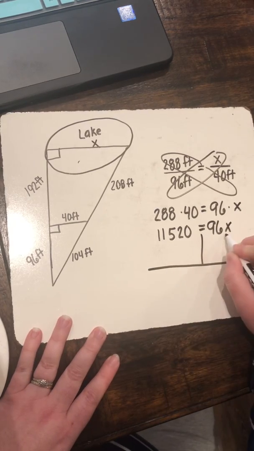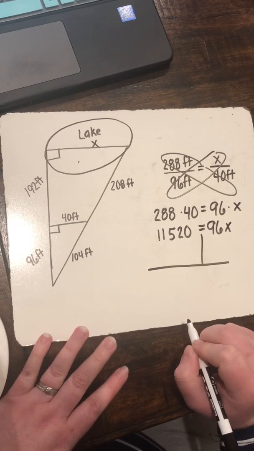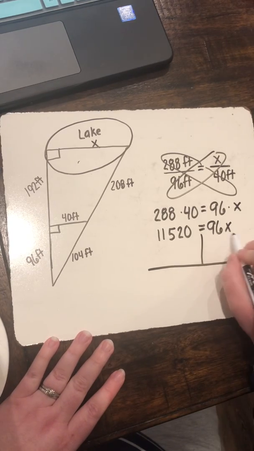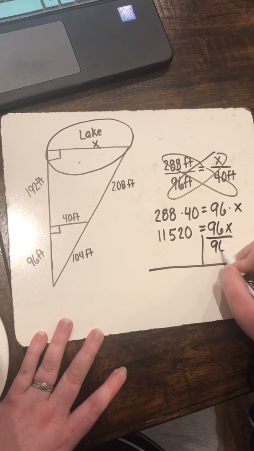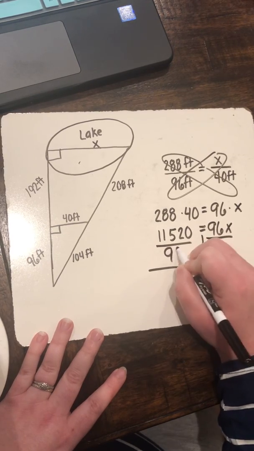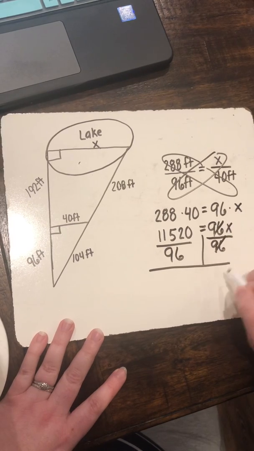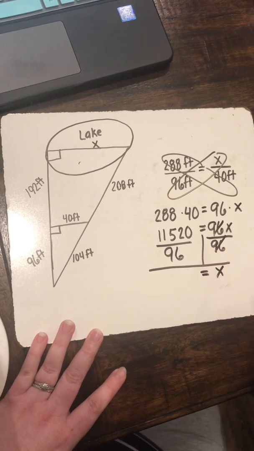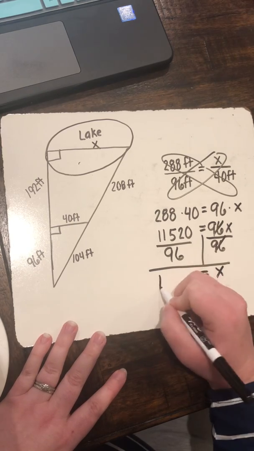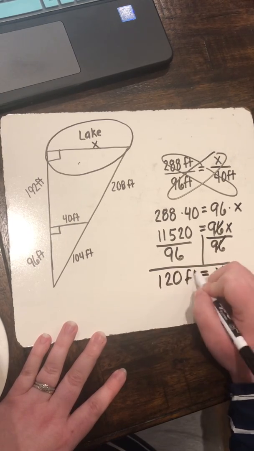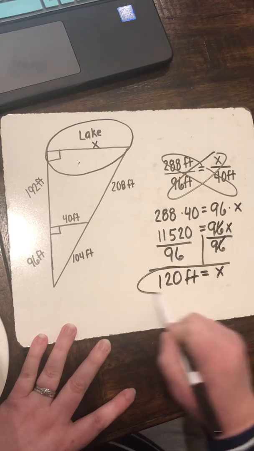I need to isolate my variable. I do that through inverse operation. The inverse operation of multiplication is division, so I'm going to divide each side by 96 to isolate my variable. Those cross out. And when I take 11,520 and divide it by 96, I get 120 feet. And that is our answer.